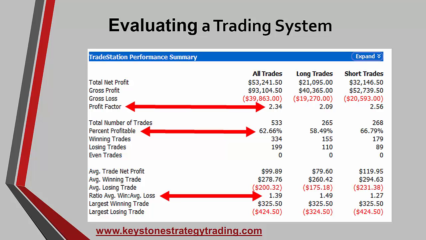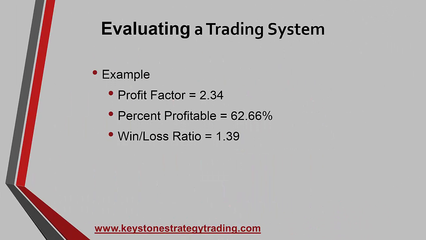Now this is an example of a TradeStation performance report that shows the numbers and the metrics that we're looking for to calculate the 1.2 rule. And this is available, I'm sure, in most platforms, but even if it's not, you can do these calculations yourself to get the profit factor, the percent profitable, and the win-loss ratio. So in this example, the profit factor is 2.34, the percent profitable is 62.66, and the win-loss ratio is 1.39. So let's take those numbers and go through the process and see what we get.